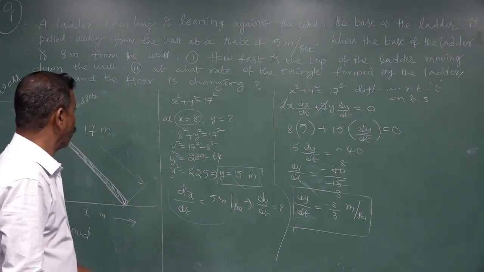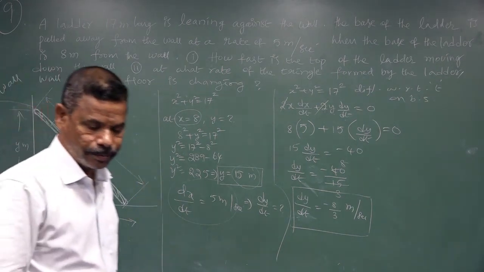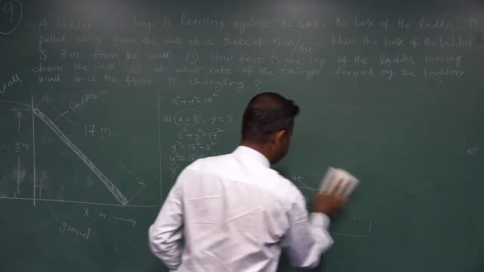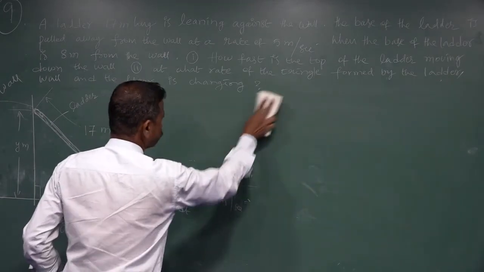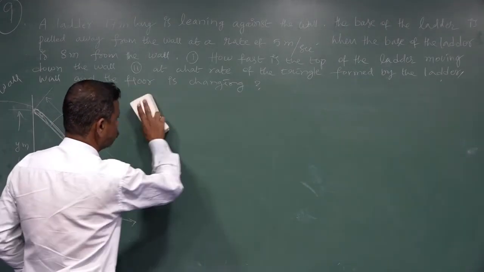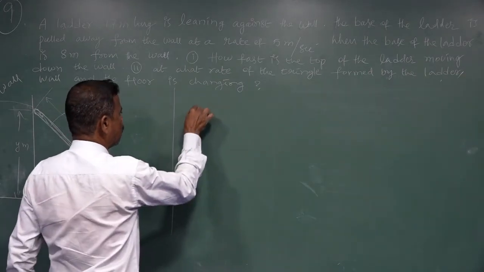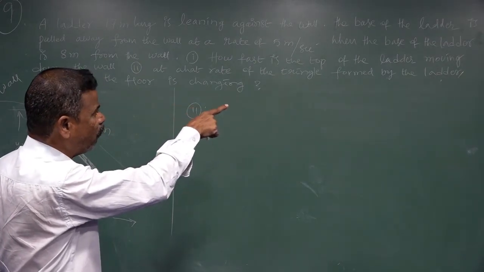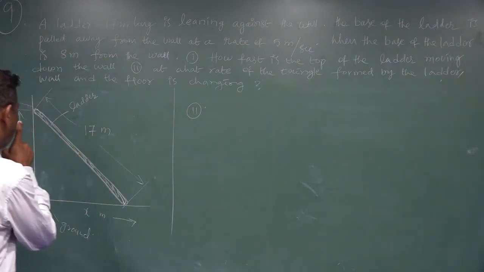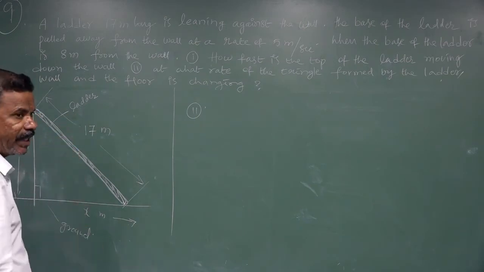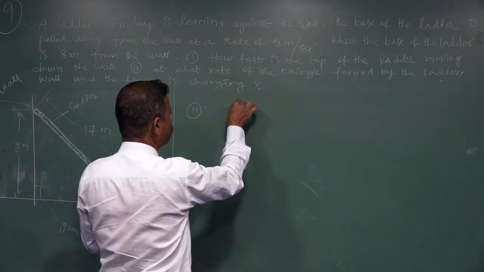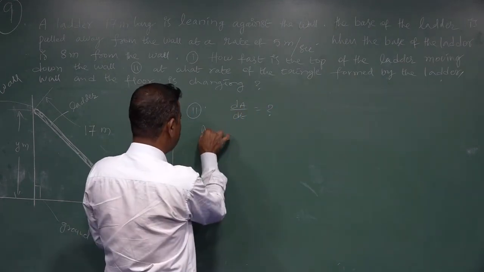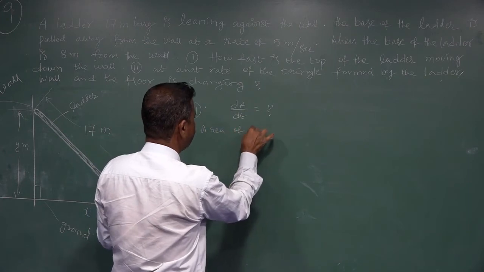Okay, this is the first question over. In the second question, what is it asking? At what rate is the area of the triangle formed by the ladder, the wall and the floor changing? He is asking dA by dt, how much is the question. dA by dt is the question. Area of the triangle.